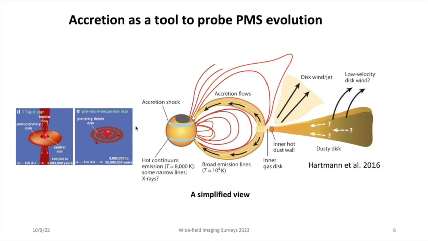The reason I'm talking about this picture is that there are different accretion indicators. So if you can identify the luminosity in excess associated with the accretion, either by the shock or the flow, you can measure the accretion rate.